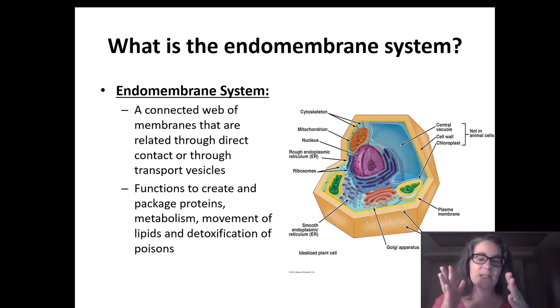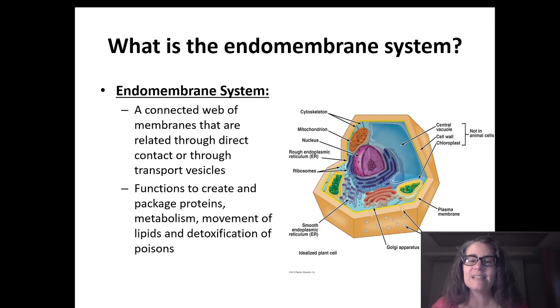Now, you can be related and connected into this membrane system by direct contact. So sometimes membranes will lay right next to each other and receive information, or through membrane-bound containers called vesicles. So these are little membrane pouches that hold different materials or signals that go from one of these organelles to the other. So either you are connected to the system by direct contact or by these vesicles that are transporting materials around the cell. Either way will connect you to this endomembrane system.